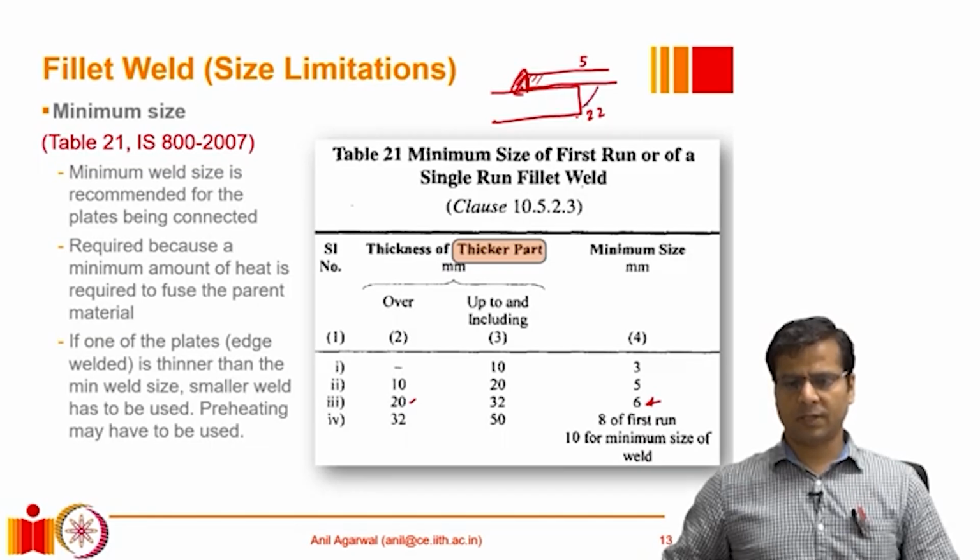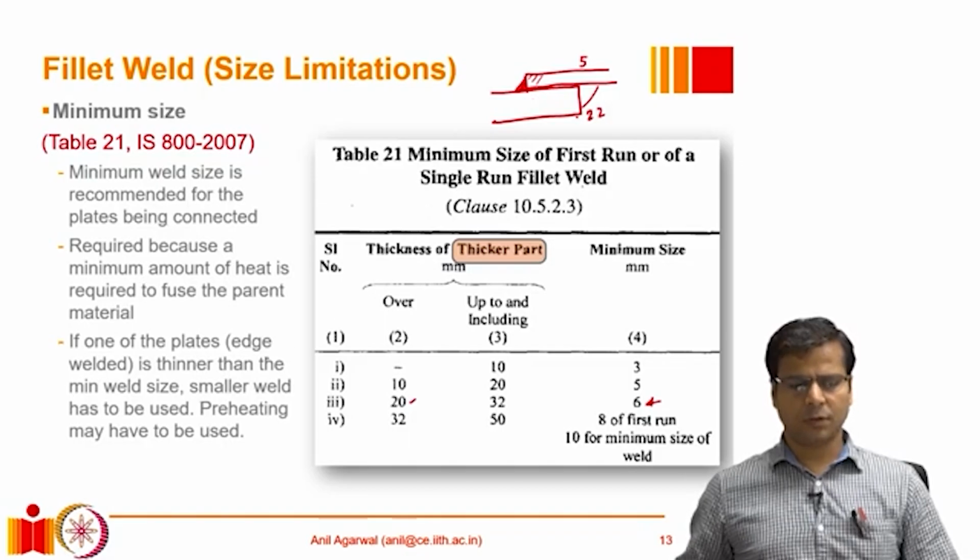Here I may be able to provide a 6 millimeter weld, and let's say from design consideration, from the load consideration, a 5 or a 4 millimeter thick size weld is sufficient. But this table still requires us to provide a 6 millimeter minimum weld. Then what do we do?